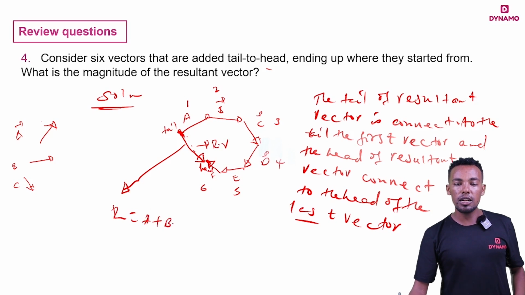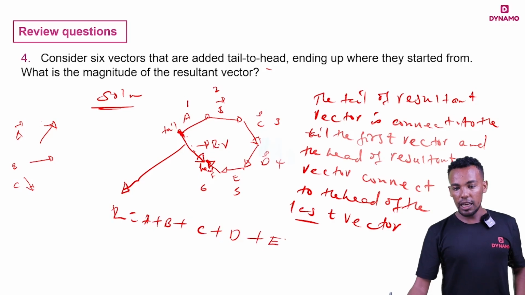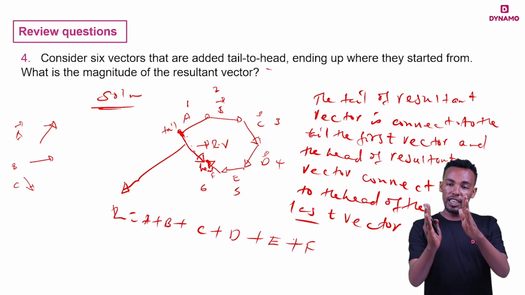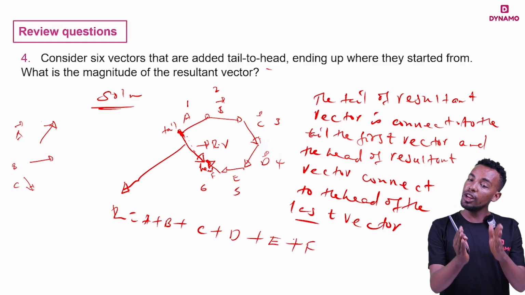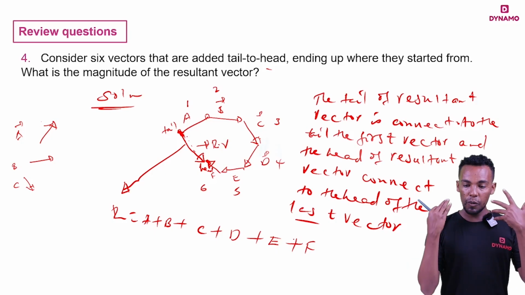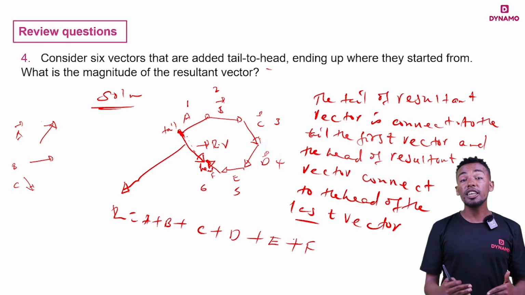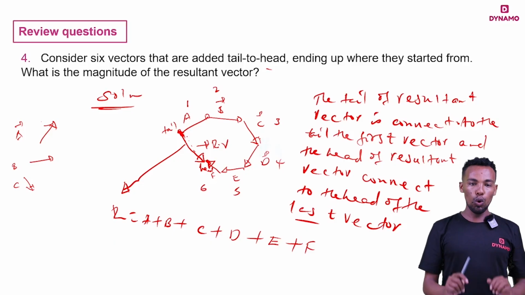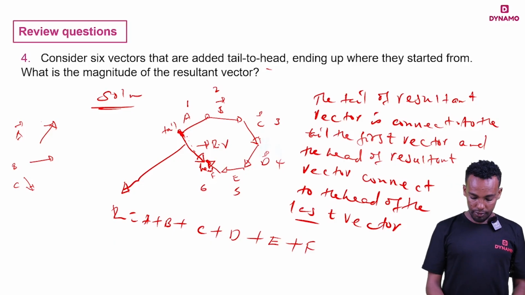Vector A plus vector B plus vector C plus vector D plus vector E plus vector F ta'a jechuudha. Konseptiin asitti beekuuf dammaara jechuudha. The tail of the resultant vector is connected to the tail of the first vector and the head of the resultant vector is connecting to the head of the last vector gootu jechuudha. Akka kanaatti diroo gochuu dandeessu jechuudha.